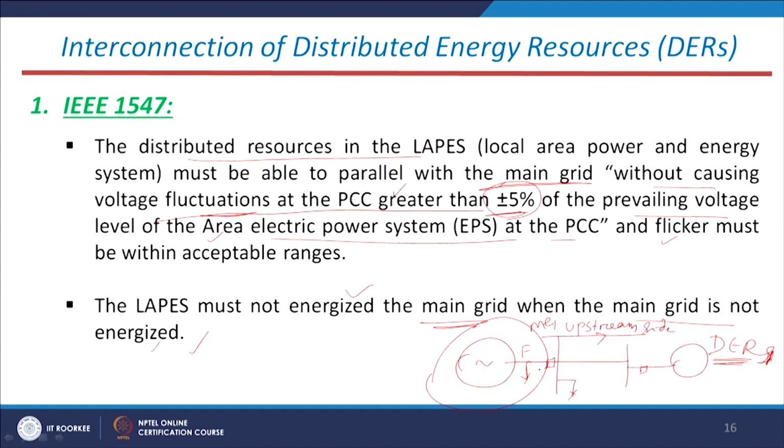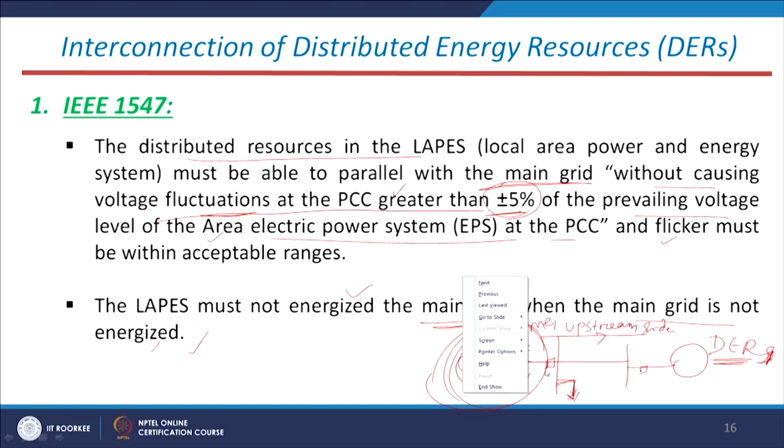So, that is why when the main grid is disconnected, the rest of the microgrid system which is in operation should not energize the main grid. Otherwise, what will happen? What is the consequence? If these are the loads on the grid side.